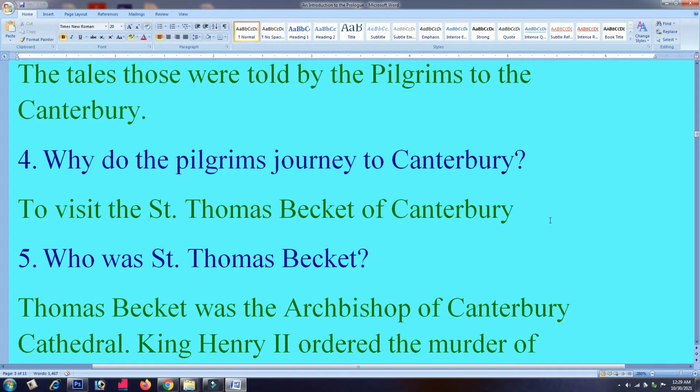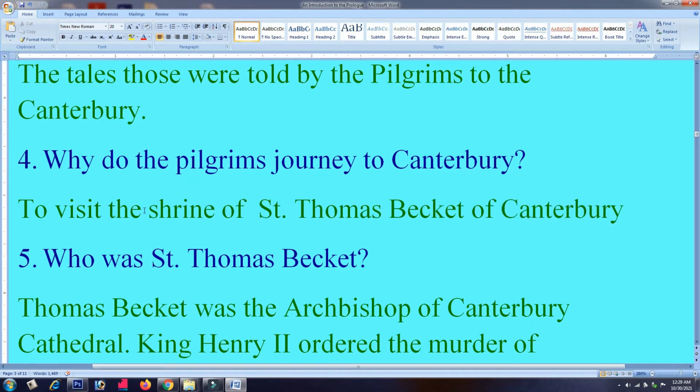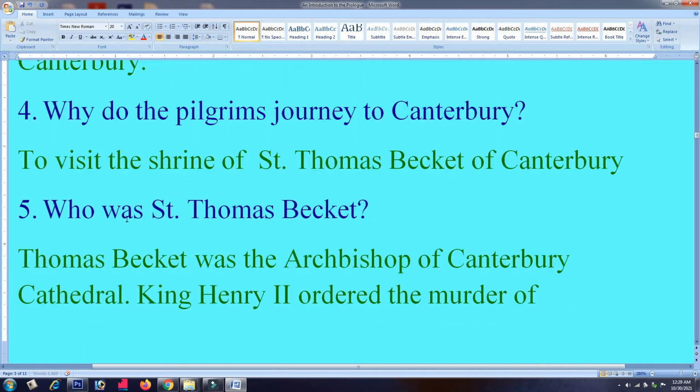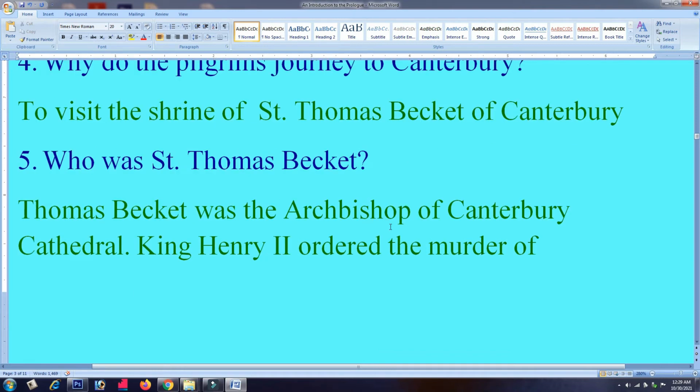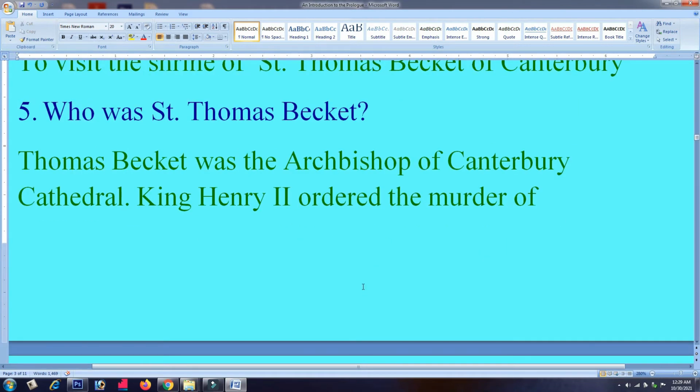Why do the pilgrims journey to Canterbury? To visit the shrine of St. Thomas Becket of Canterbury. Who was St. Thomas Becket? Thomas Becket was the Archbishop of Canterbury Cathedral.